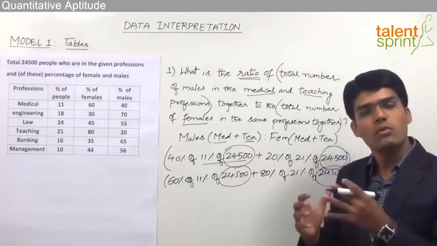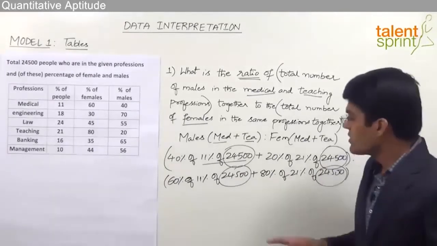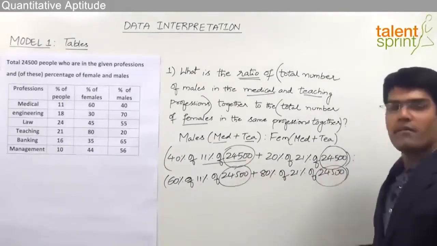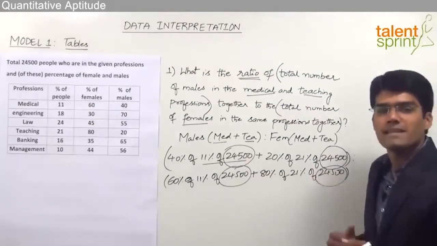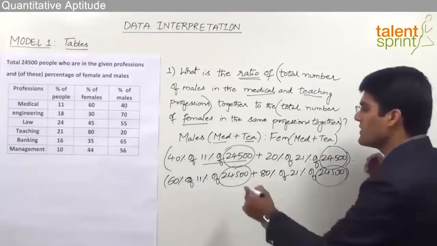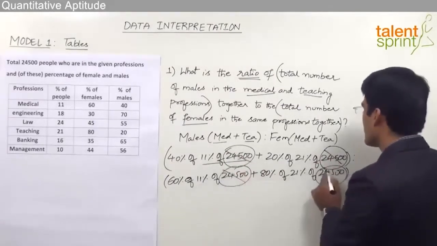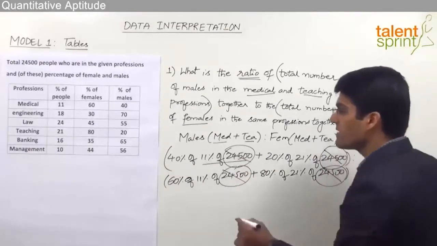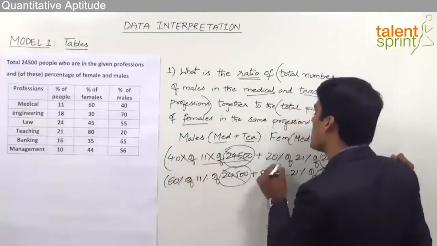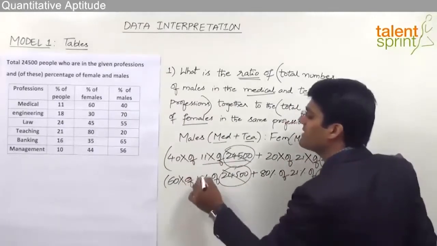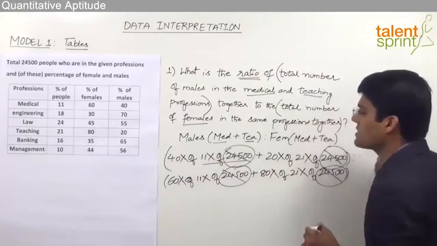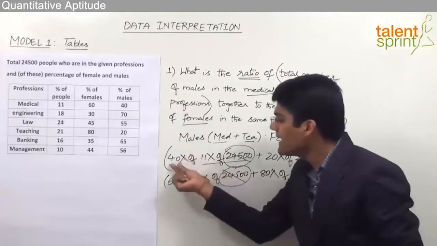So simplest form means whatever is common has to be cancelled out. Here we find that 24,500 is common for the male side as well as the female side in both the professions. So we simply strike it off. At the same time, you can also observe that these percentages are there on both sides. Percentage is nothing but by 100. So instead of taking it as percentage, let us simply take the magnitude.